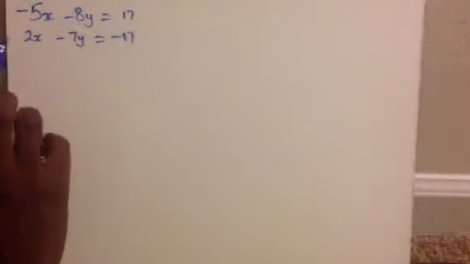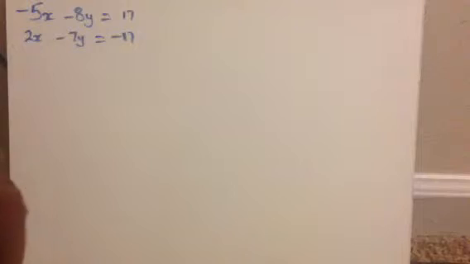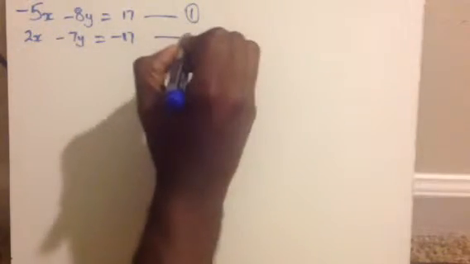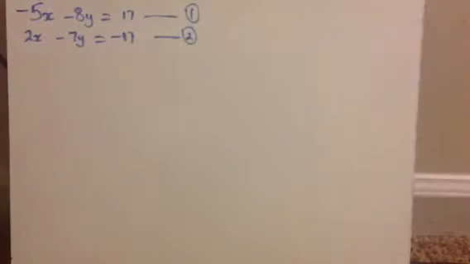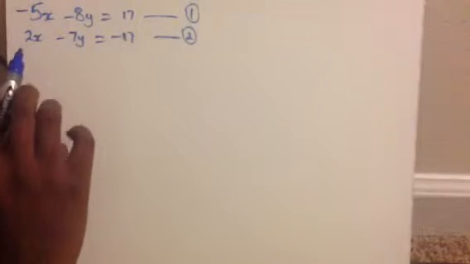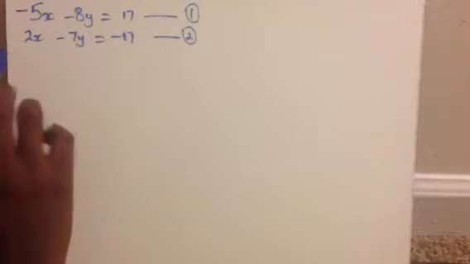That way you understand the 4 basic steps that we need to solve these types of equations. So we have minus 5x minus 8y equals 17, and 2x minus 7y equals minus 17. So let's label this equation 1 and equation 2. So the first step is to isolate either x or y on either equation. It really doesn't matter which one. So let's go with equation 2 and try to isolate the value for x.